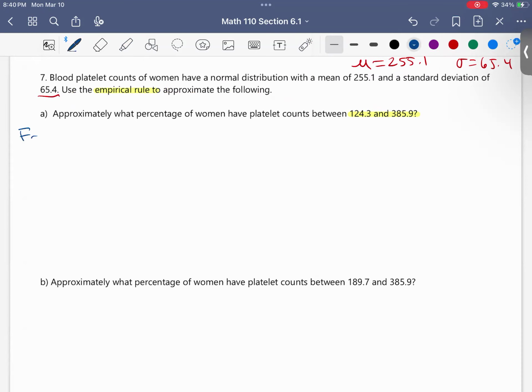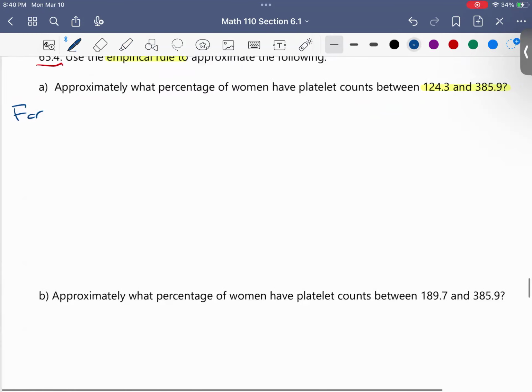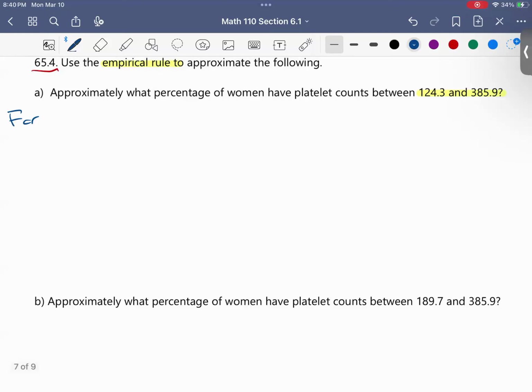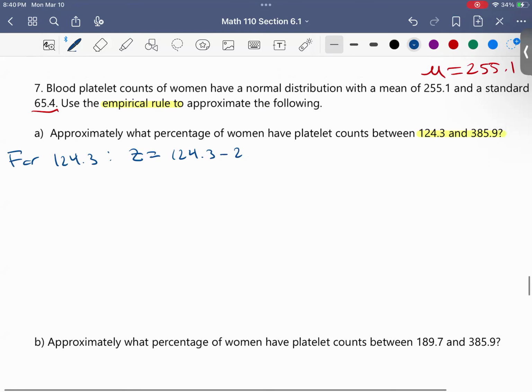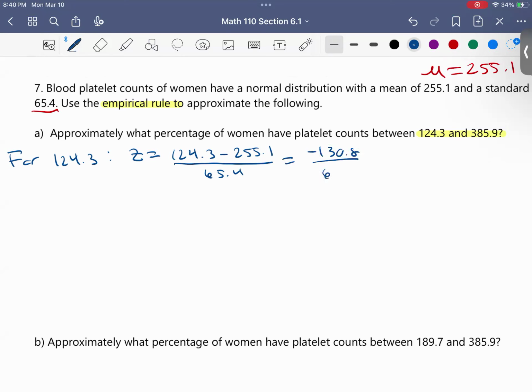For 124.3, the z-score is going to be 124.3 minus our mean, which is 255.1, all over our standard deviation of 65.4. So this ends up being negative 130.8 over 65.4, and that gives us a very clean number of negative 2.